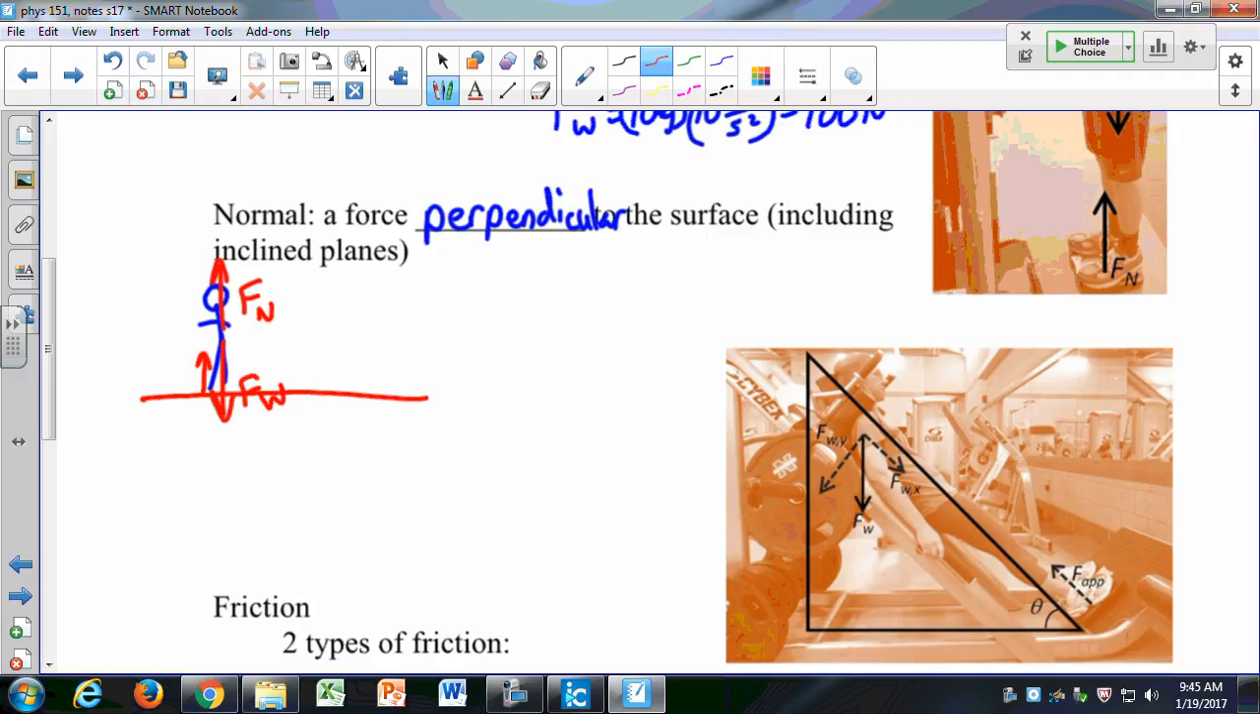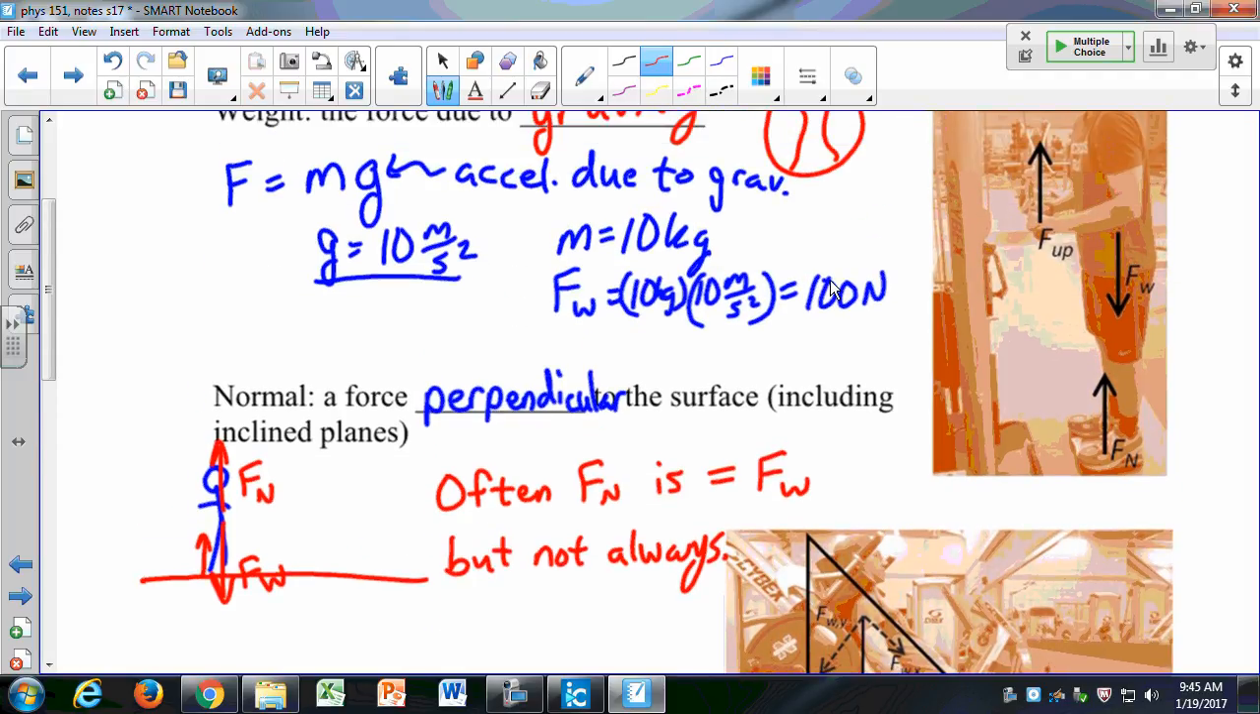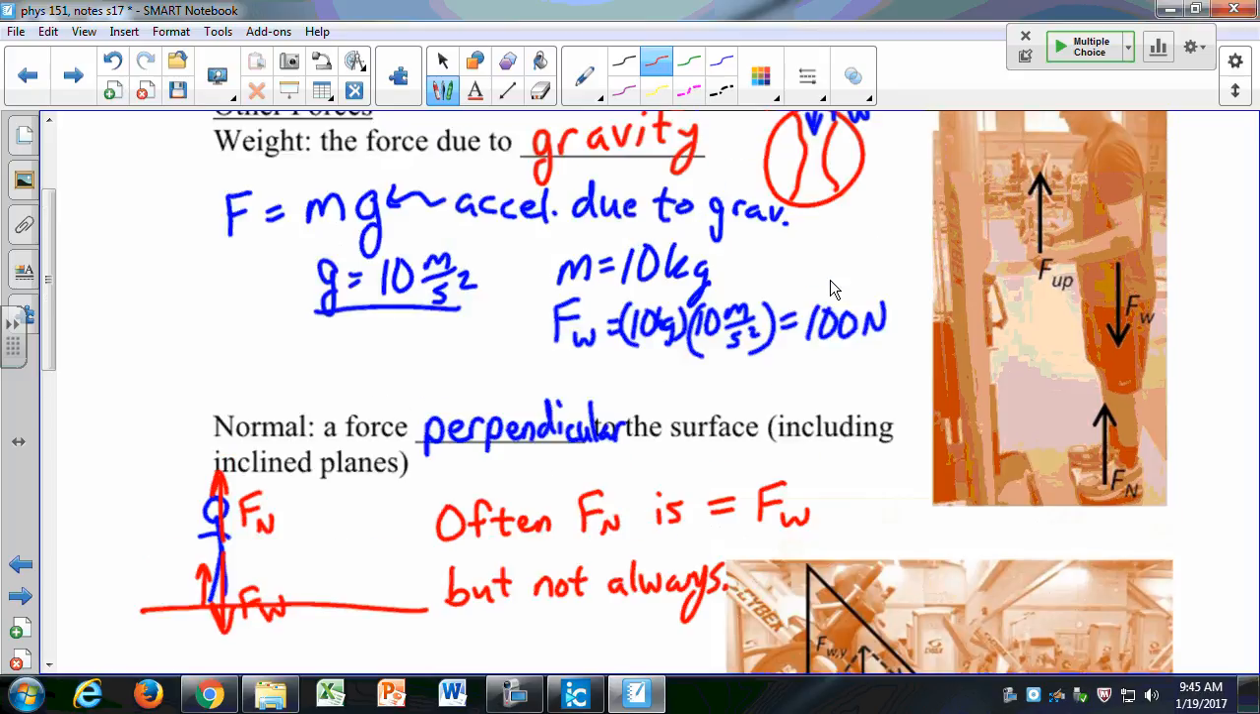We can change the normal force. Often the normal force is equal to the weight. But not always. We have two ways that we can change our normal force, and we're going to do this. We'll just sort of try this out as a class.